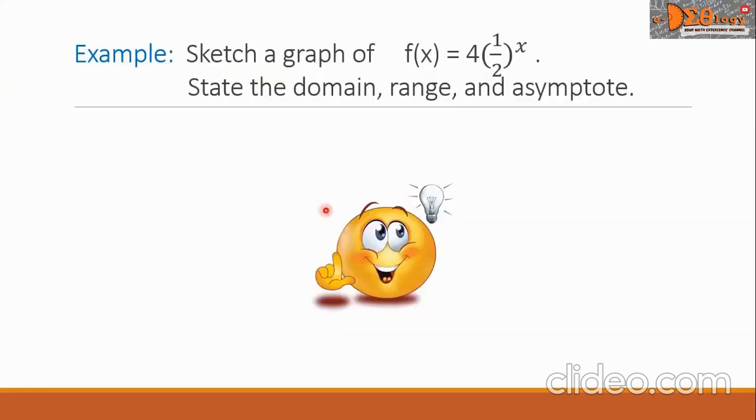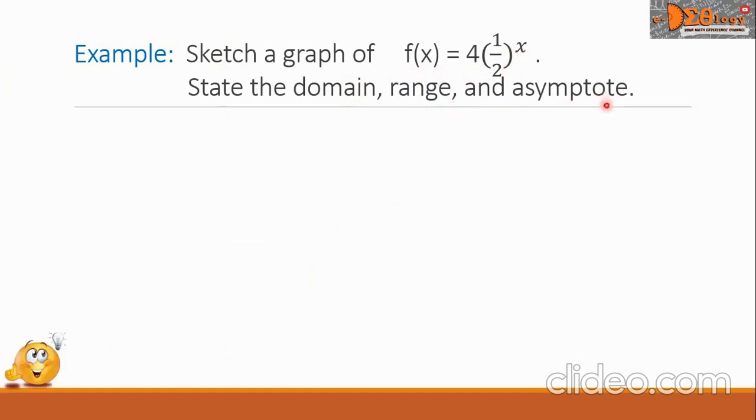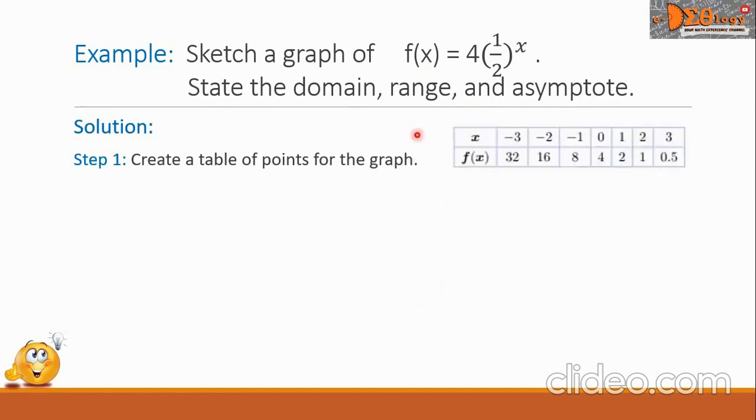Let us see this example. Sketch a graph of f of x equals 4 times 1/2 raised to x. State the domain, range, and asymptote. Our first step is to create a table of points for the graph. Using our calculator, we have now this table.